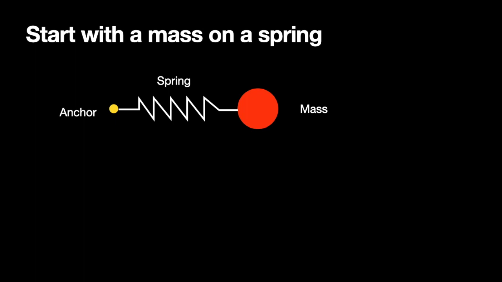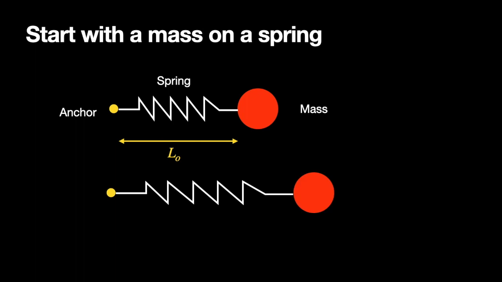And I need to find the force that this spring exerts on the mass. I'm going to start with the unstretched length of the spring, which I'm going to call L0. Then if I stretch that spring, it's going to have a new vector length. L0 is a scalar value. That's how long the spring is unstretched. L is the vector from the anchor to the mass, and I'll show you that in a little bit.